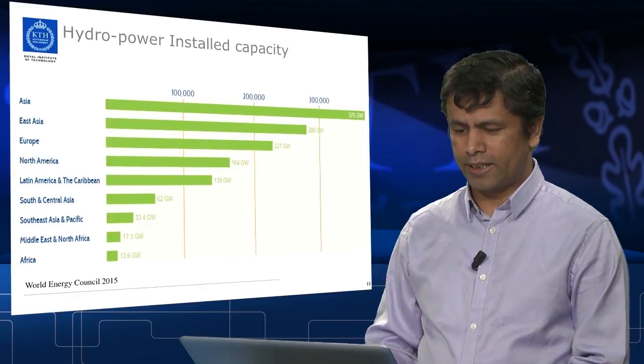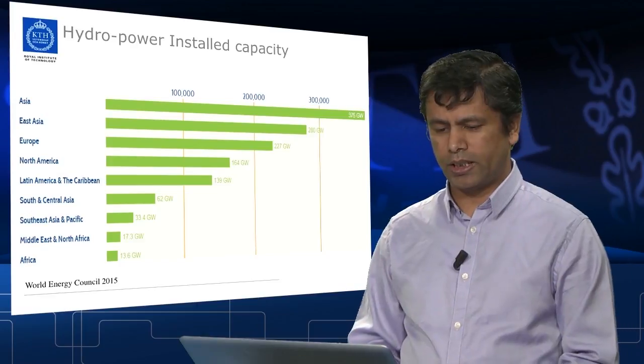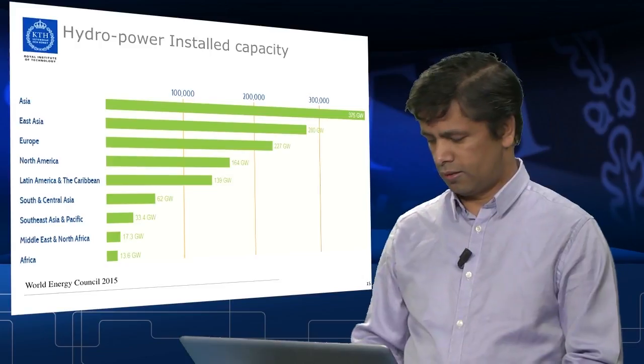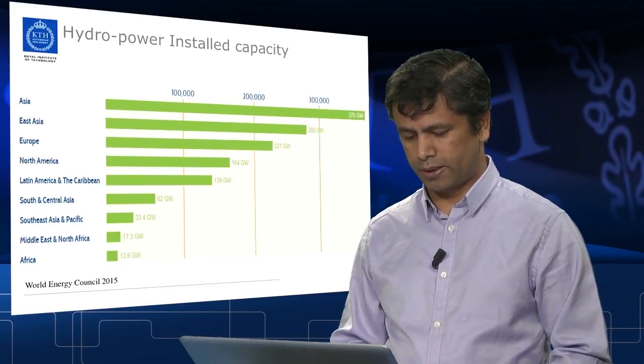I want to show you the recent installed capacity in the world. Here you can see Asia has an installed capacity of 375 gigawatts. East Asia has an installed capacity of 280 gigawatts. Europe has 227 gigawatts, North America 164 gigawatts, and the lowest is Africa with 13.6 gigawatts of installed capacity.